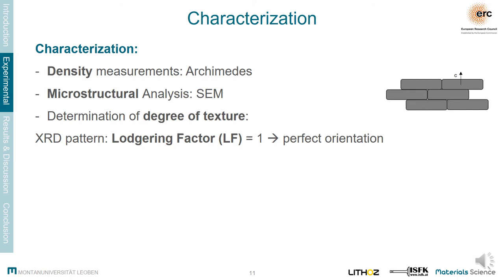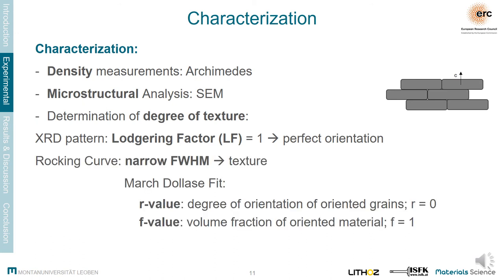On the one side, XRD patterns were taken from the equiaxed and the textured alumina. Here the intensities of the peaks were used to define the Lotgering factor. A Lotgering factor of one describes a perfect orientation of the grains, and since the Lotgering factor only gives information about whether grains are oriented but not how well they are oriented, also a rocking curve was taken at a 0001 peak angle of the textured alumina sample. With the rocking curve, you can get information about the degree of texture from the full width at half maximum. If this is narrow, the texture is pretty high.